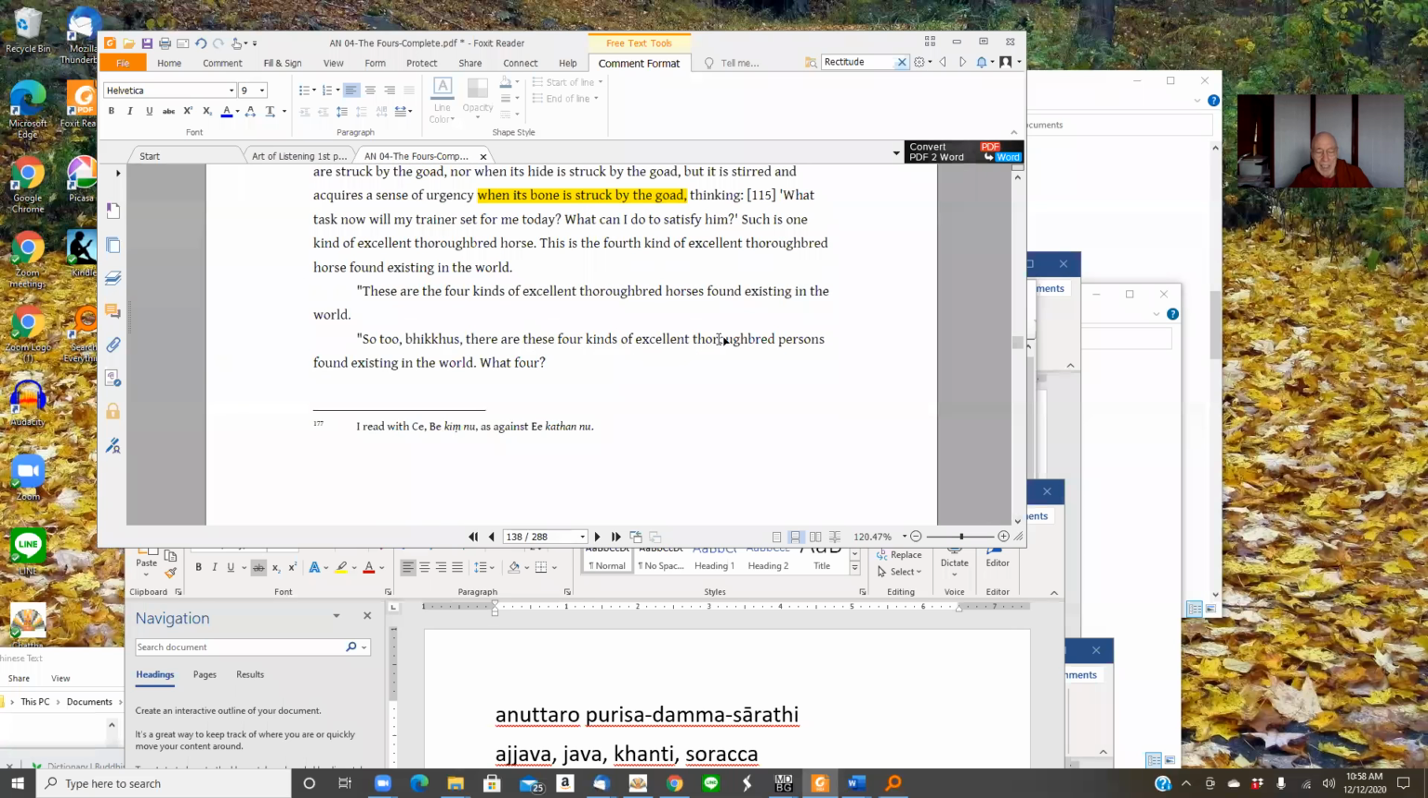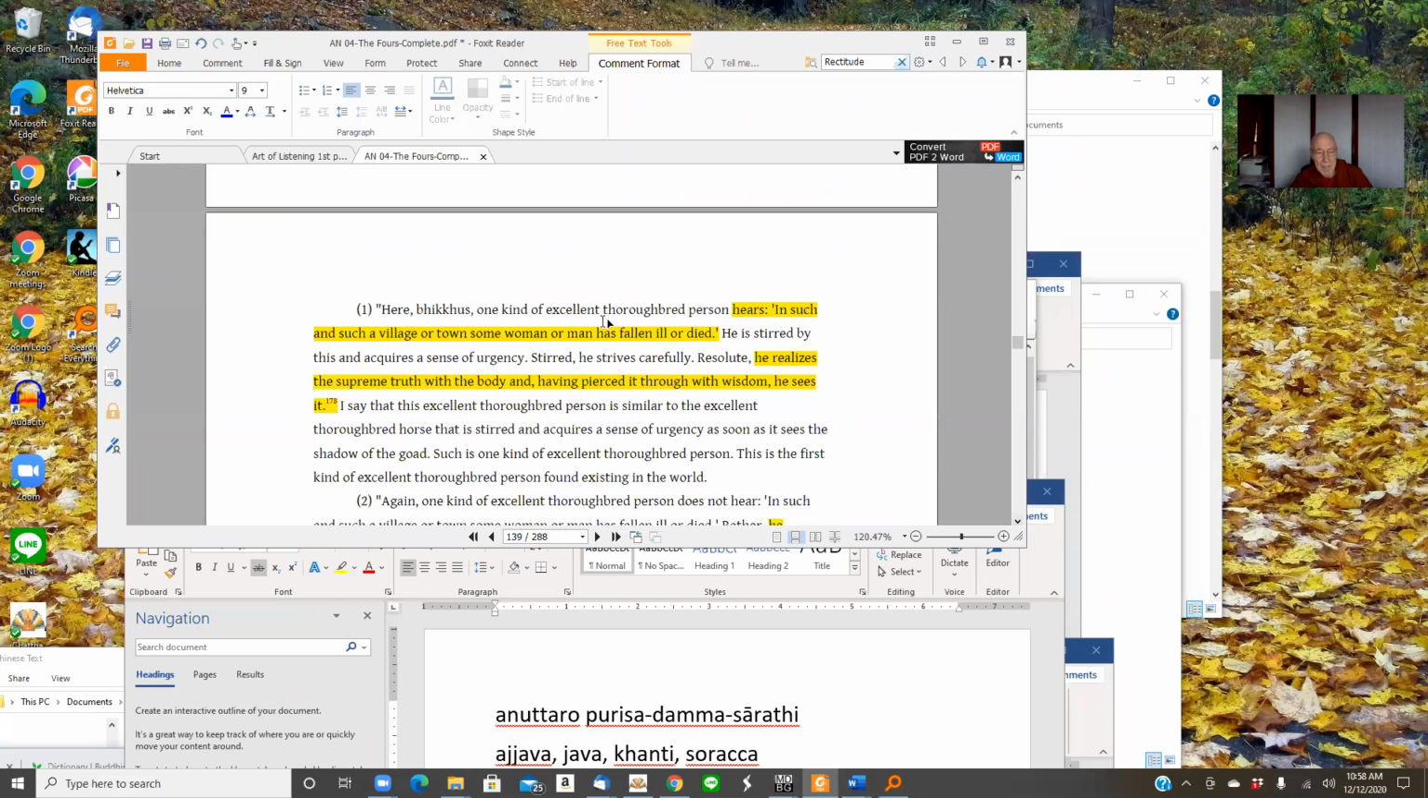Then the Buddha says that there are four kinds of excellent thoroughbred people living in the world. So what are the four? So the first kind of person hears in such and such a village or town, some woman or man has fallen ill or died. So he becomes acquainted with illness and serious illness or death through hearsay. And this one, as soon as he hears about the death, maybe it's a person, a neighbor that he knows or knows about, hears that they've fallen very ill or died, then they acquire that sense of urgency.